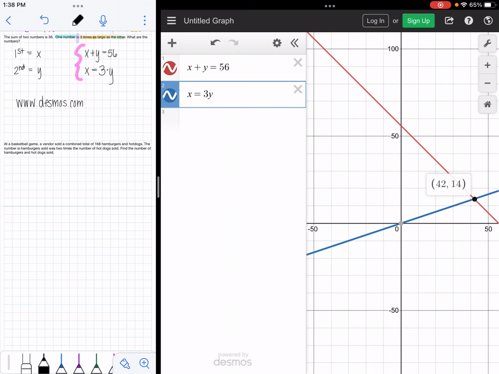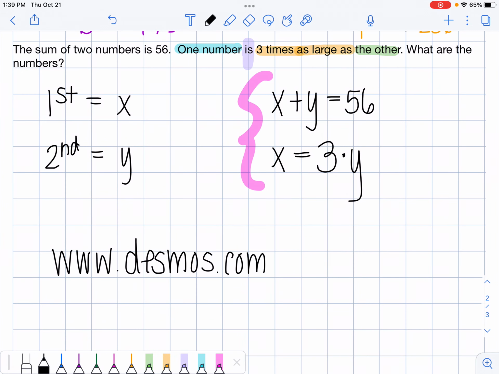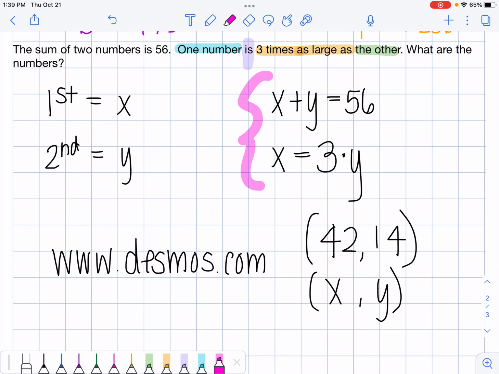So if I come here, the answer is 42, 14. So I'm going to close out my graph here. And I got an ordered pair of 42, 14. That's it. So my first number, that means, because remember, this is your x and this is your y, so your first number is x. That means that x is equal to 42 and y is equal to 14.